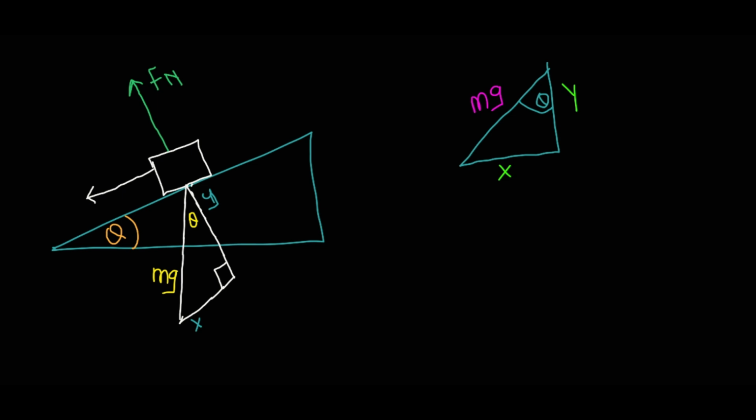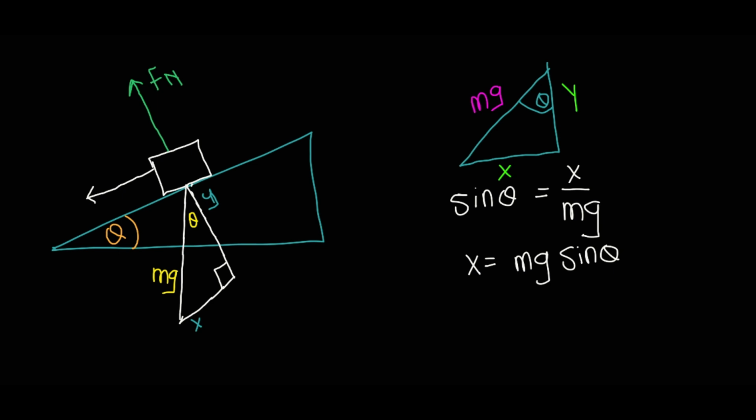So now I want to find the x and y in terms of mg. We will use a trig ratio. We say sin theta equals opposite over hypotenuse. So we have x over mg. So now I want to find x. We will cross multiply. So x equals mg sin theta. So now I can make a conclusion that this is mg sin theta, this force.